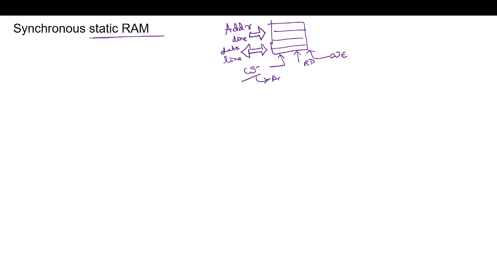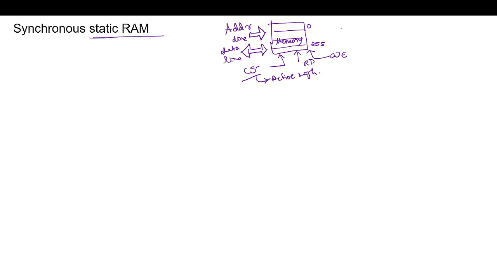So we need the address line, and then we need the data line, and then chip select, read, and write. These we are taking as active high; generally they are active low, but let us assume them to be active high. So the address range is from 0 to 255.